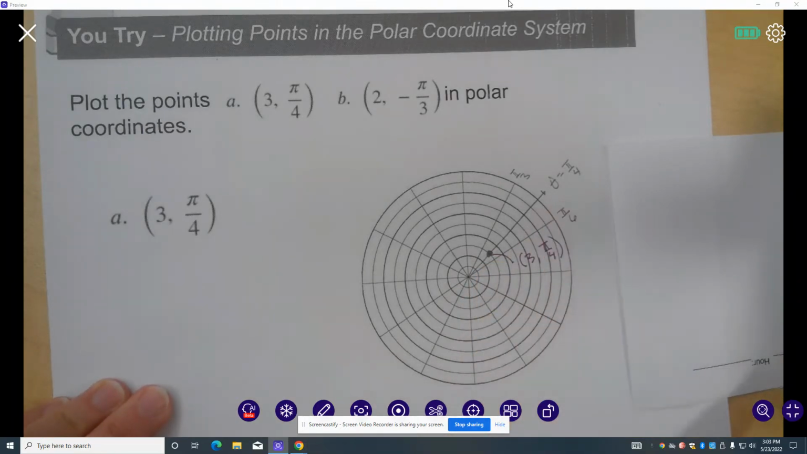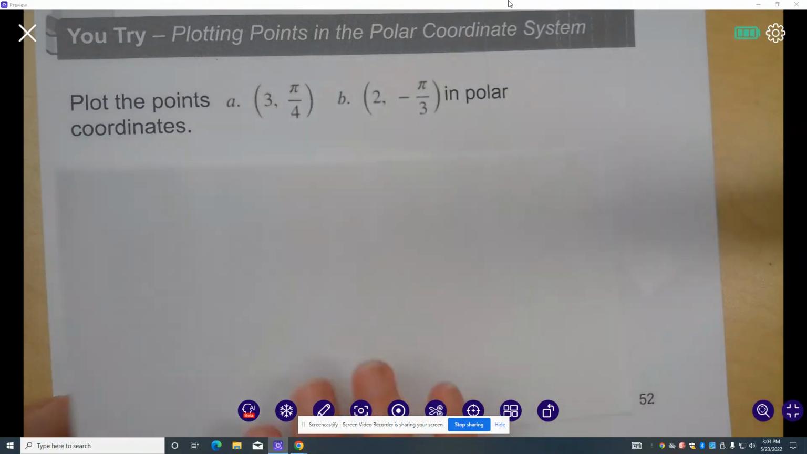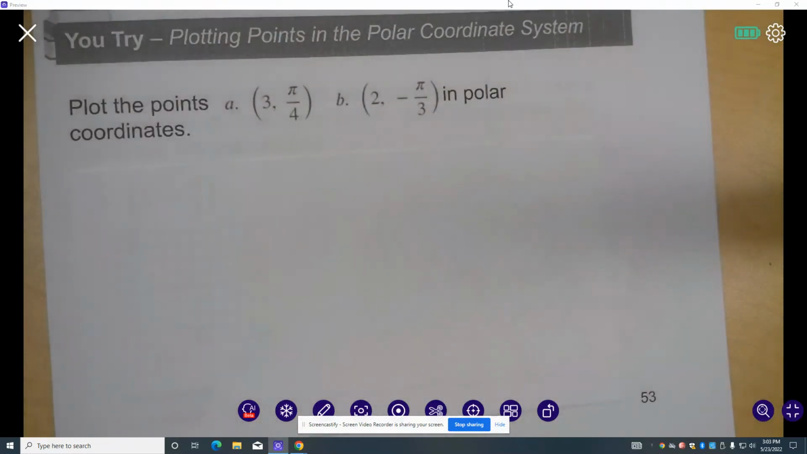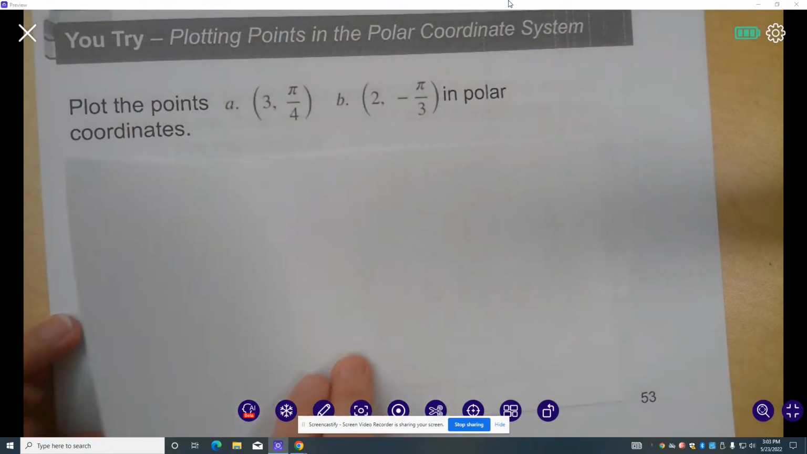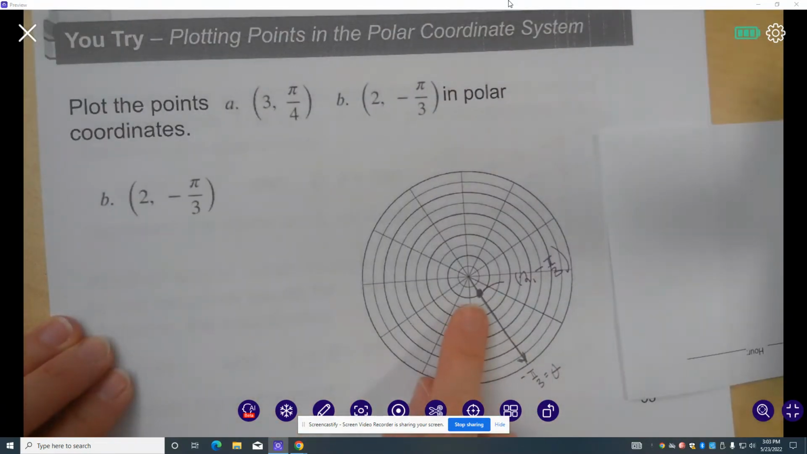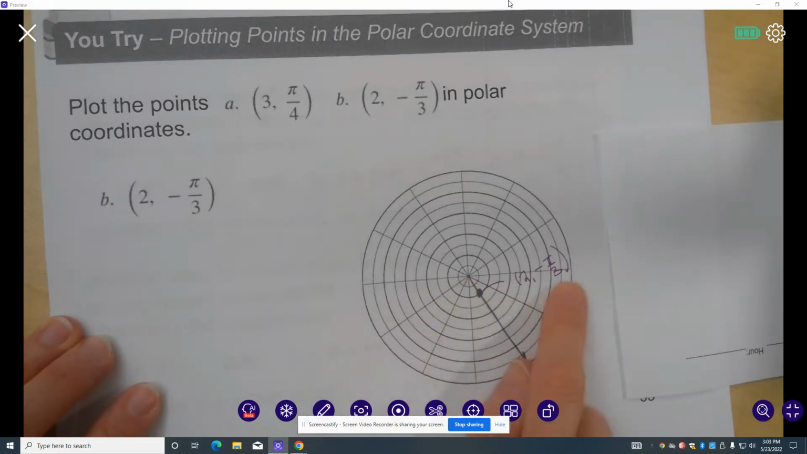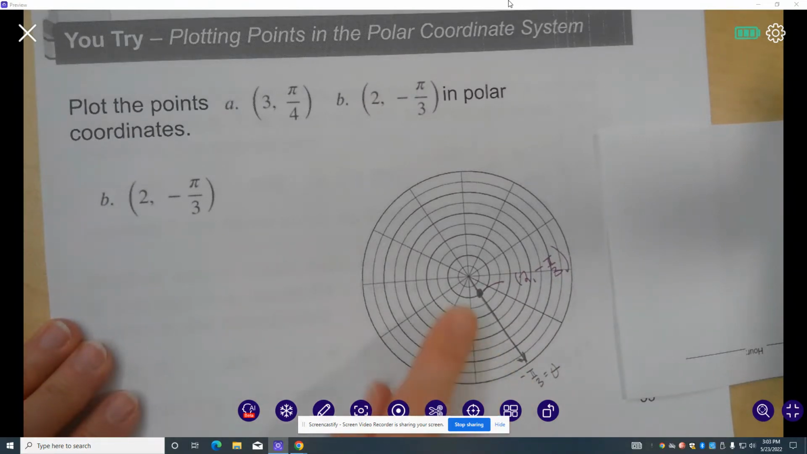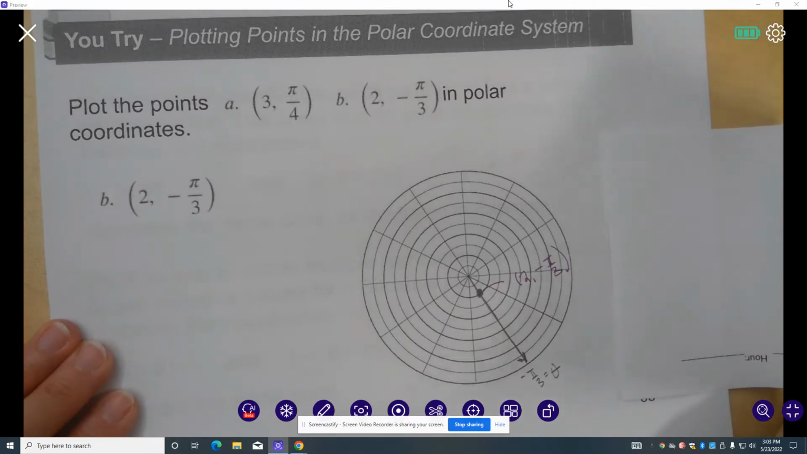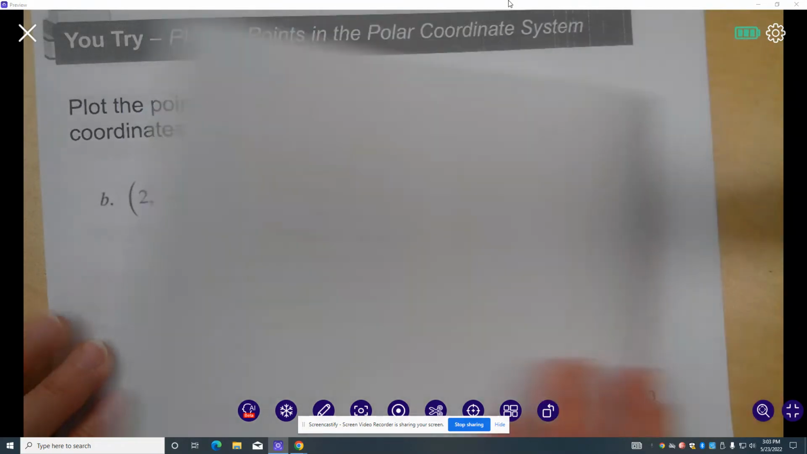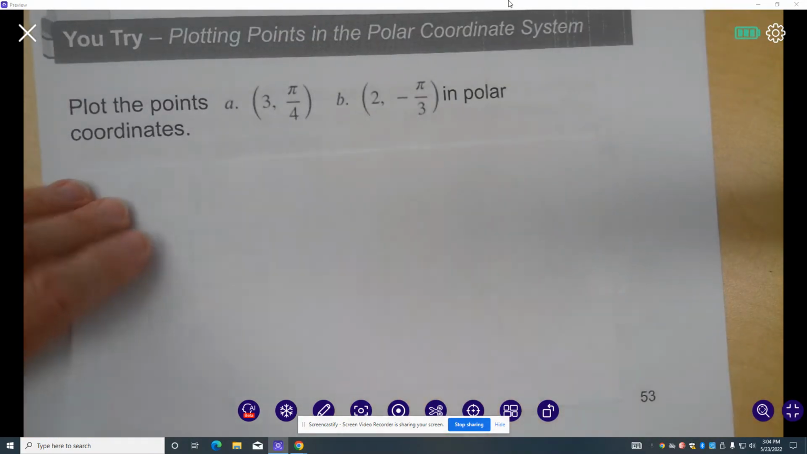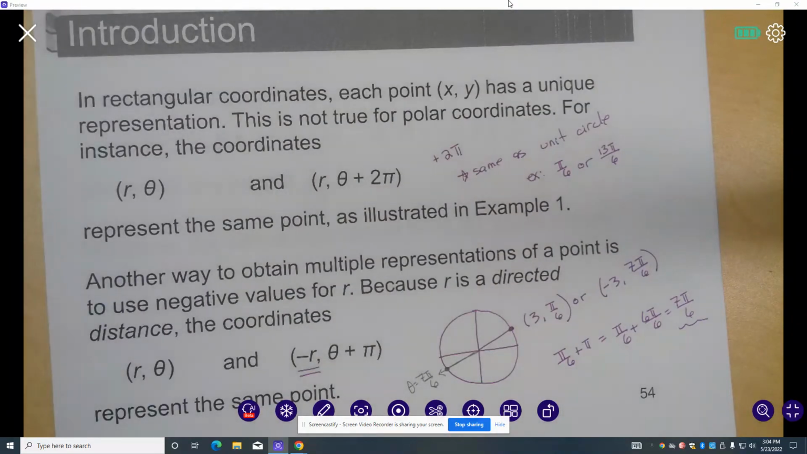So that one you should have drawn in because pi over 4 is not on the polar grid. And B, this should be the answer that you have. R is 2, so second circle, negative pi over 3 is down here. And again, this one you didn't have to draw in. Any of the over 3s or over 6s, you aren't going to have to draw in. Any of the over 4s, you are going to have to draw in.